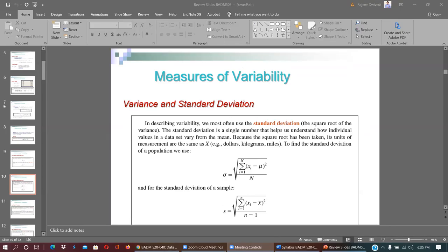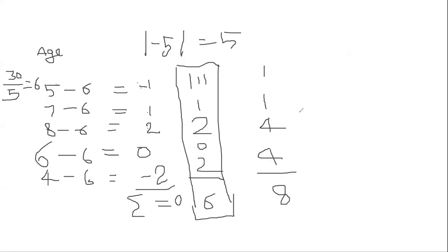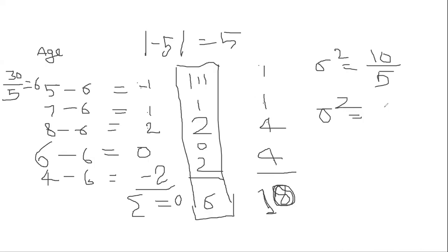So I'm going back to my whiteboard. Sorry, this is 10, not 8. Please correct me. 4 plus 4 is 8, plus 2 is 10. So sigma square equals, I'm not going for sample, 10 divided by 5, which is 2. What is the variance for this? And what is the standard deviation? If I want to know that, it is the square root of 2, which you can calculate. It is 1 point something. So sigma square is 2 and sigma is the square root of 2.